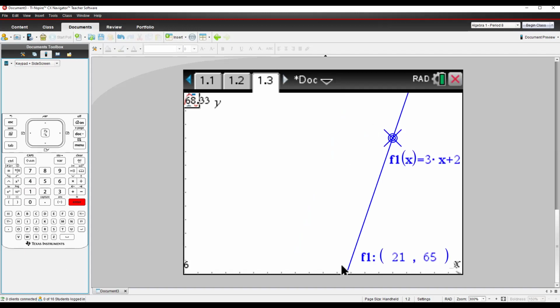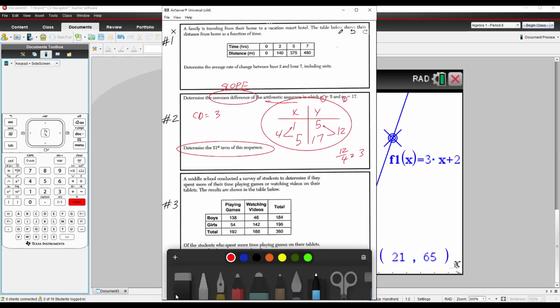So I would say the 21st term, A21, is equal to 65. That's how you would do it. Again, the reason I used the spreadsheet on this one is because I needed the equation for the arithmetic sequence, which made it easier to find the 21st term. I could have just done y2 minus y1, but then I would have to find the y-intercept. The spreadsheet does everything, so it's much easier.